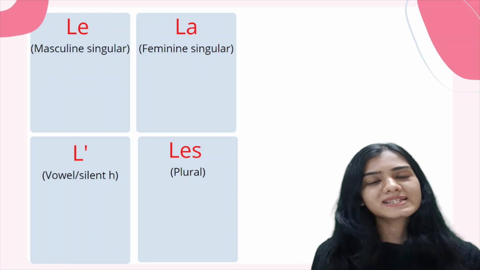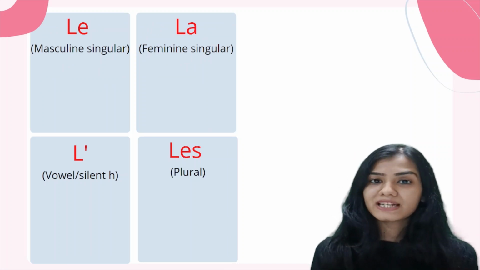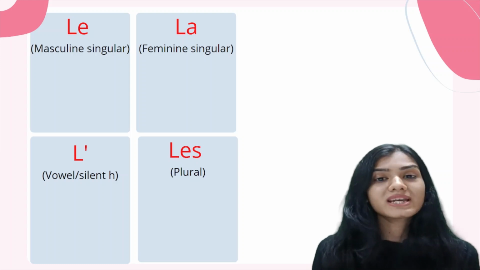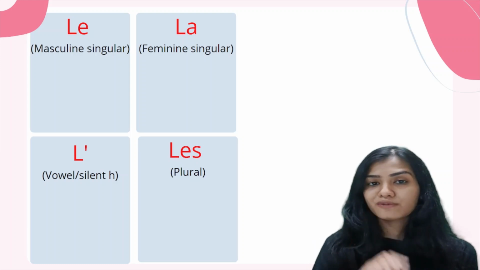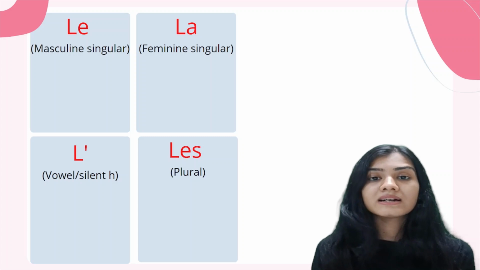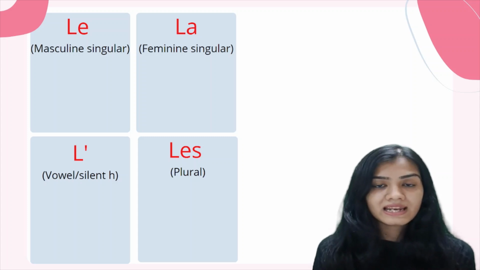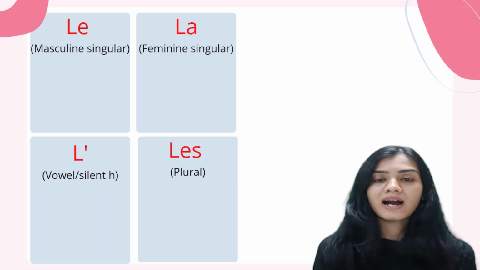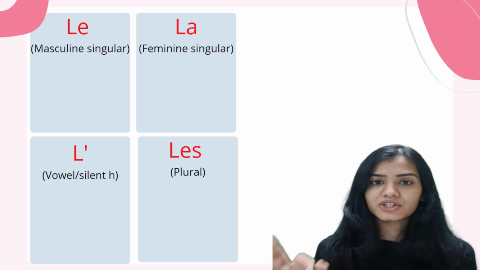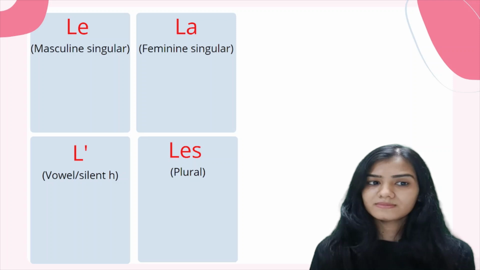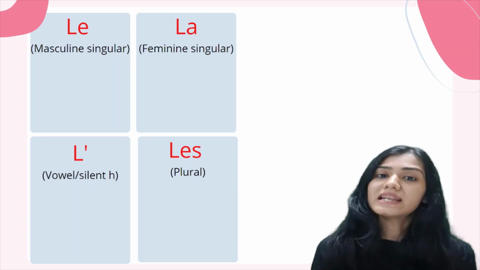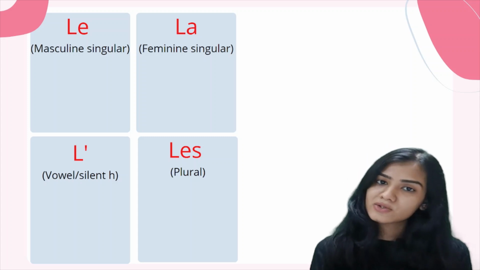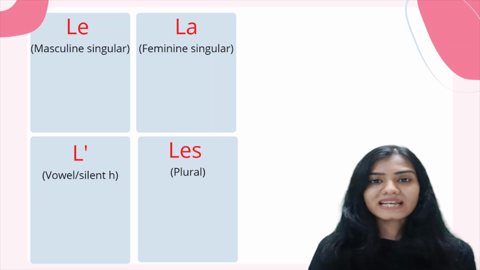Okay, so let's come back to our topic, the definite articles. So how are we going to place definite articles? In French, we have 4 types of definite articles: le, la, l' and les. The meaning of all 4 articles is just the same in English: the. So le is also the, la is also the, l' is also the, and les is also the. Why are they in these 4 different categories then?